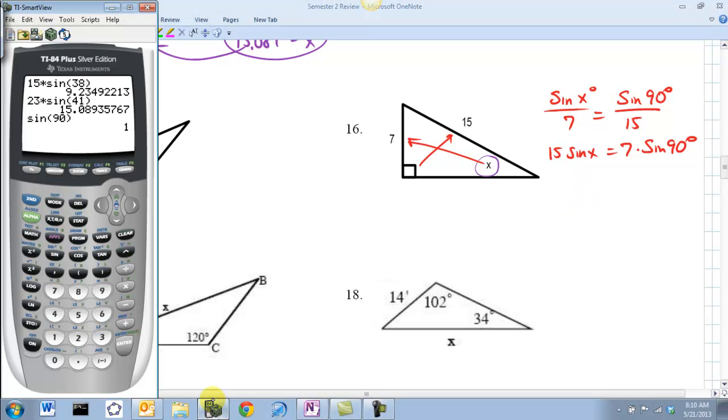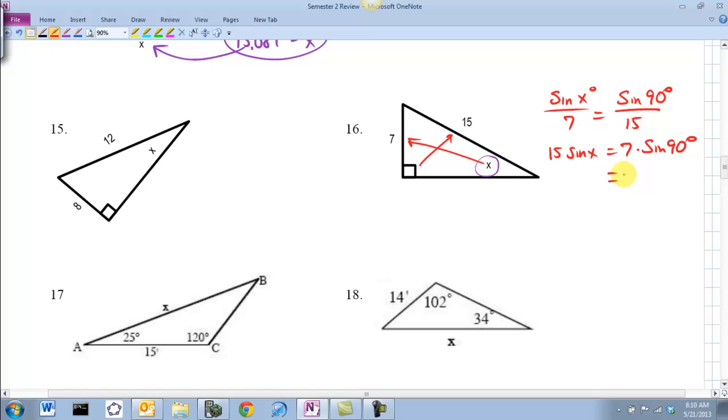And in case you didn't remember, 7 times the sine of 90 is just 1, so 7 times 1 is 7. And I've got 15 times the sine of x. Now this is a little different than the last one because now I'm trying to find that angle. So I'm going to divide both sides by 15 to get the sine x variable part all by itself. And this is what it looks like right now.